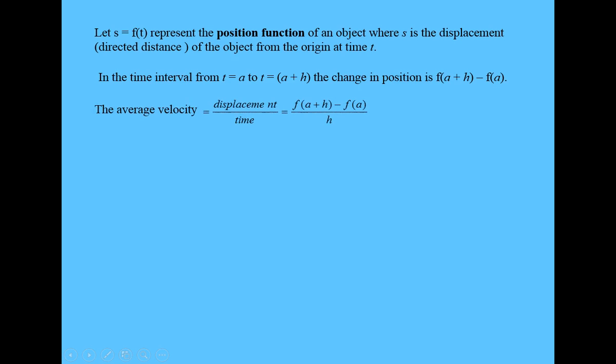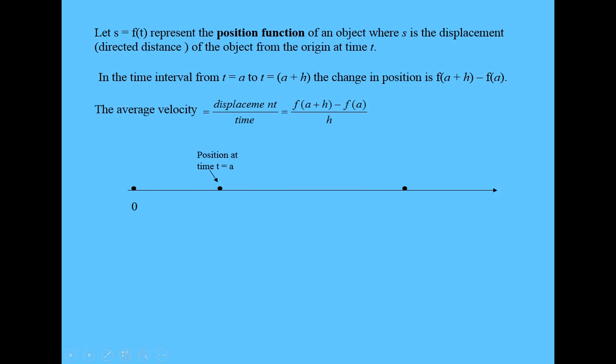We know to find the average velocity, we take displacement divided by time, and we just said f of a plus h minus f of a represents our change in position, or the displacement, and the time would be a plus h minus a, which reduces down to h. So this would calculate our average velocity.